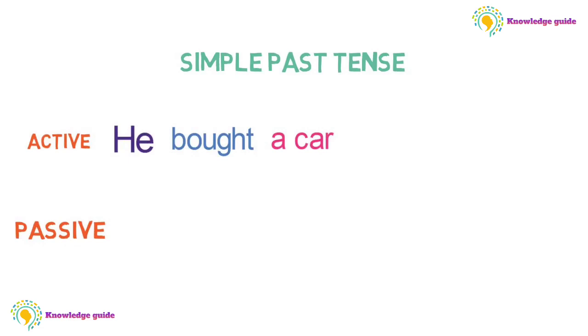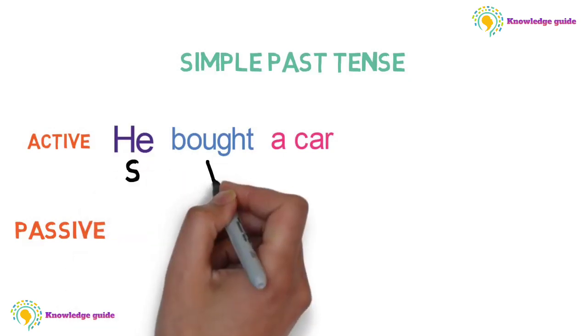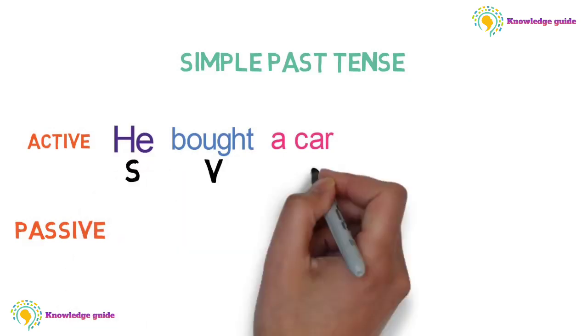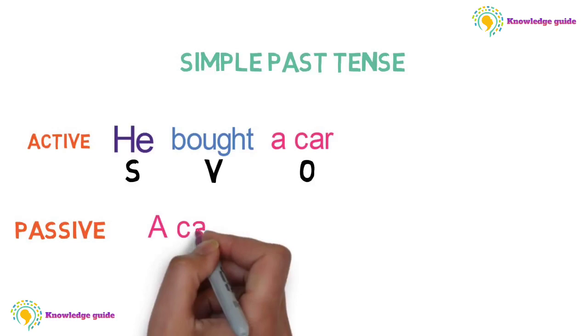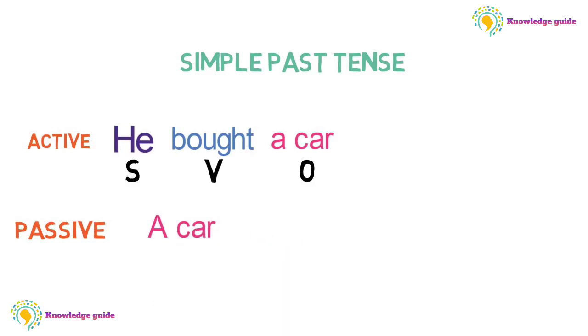Here, he becomes the subject, bought becomes the verb, and a car is the object. Now let's swap the position of subject and the object. It will be a car and he will change to him and take the last position. Converting the main verb bought to the third form, it will be bought.